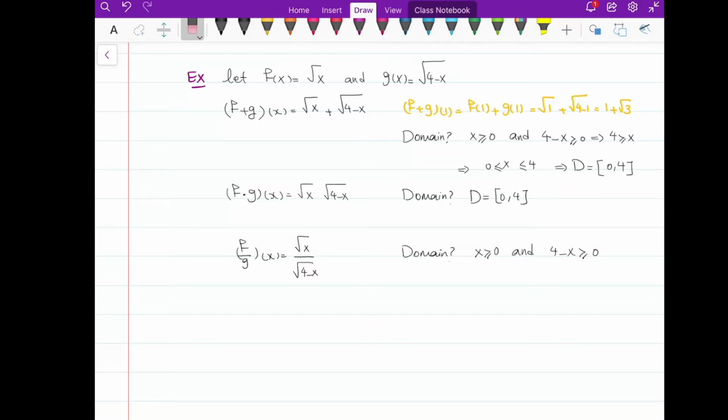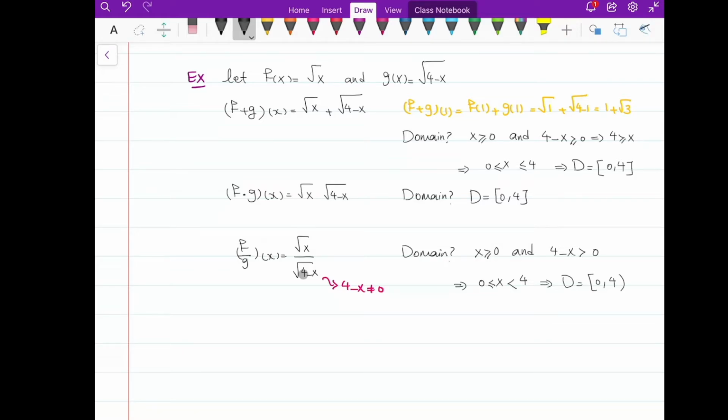I'm going to erase this one. So pay attention that 4 minus x cannot be equal to 0. That's why, and here instead of greater than or equal to, I just have greater than, because this one cannot be equal to 0. Now let's put it together. X is greater than 0 and it is less than 4. So the domain is the interval closed at 0 and open at 4. So I cannot put 4 into this function.